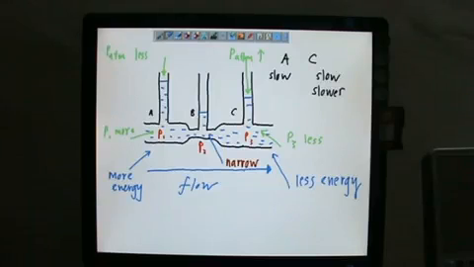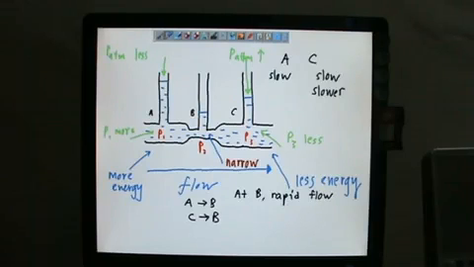Okay, not exactly Bernoulli yet, but to compare A and B, or C and B, is a case of real Bernoulli, because you see at B the flow of water is very rapid. Just like I mentioned, A and C is not so much Bernoulli's principle, but at B it is really Bernoulli's principle, because at B the channel is narrower and the rapid flow is there.